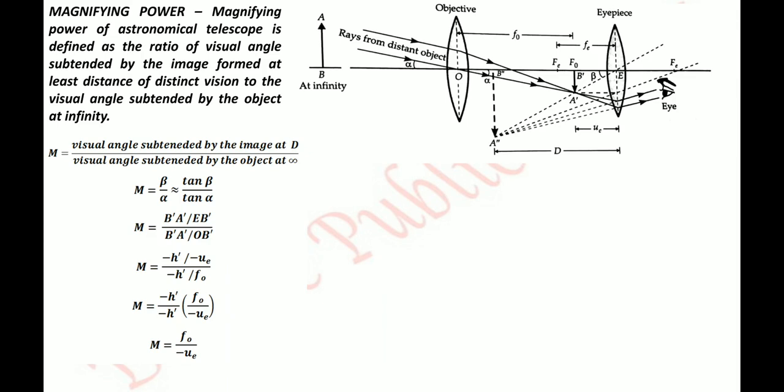Now H dash is written together. In bracket we are going to have FO upon minus UE. H dash will be cancelled out. So the value of M is going to be FO upon minus UE. Let this be equation number 1.